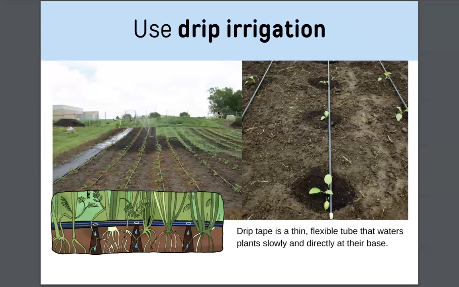Use drip irrigation. Drip tape is a thin, flexible tube that waters plants slowly and directly at their base. In the picture in the background, you can see a sprinkler watering where the water is all over the ground in between the rows too, and you can see how weeds are growing in between those. Where the drip tape is, the water is going directly to the roots, thus saving money and water.